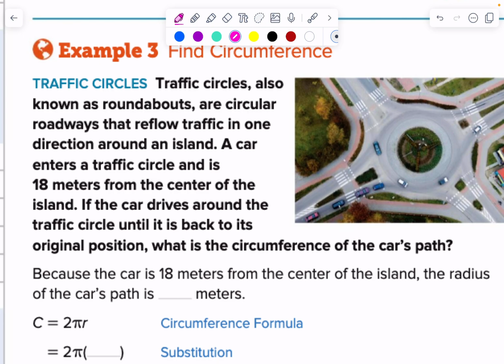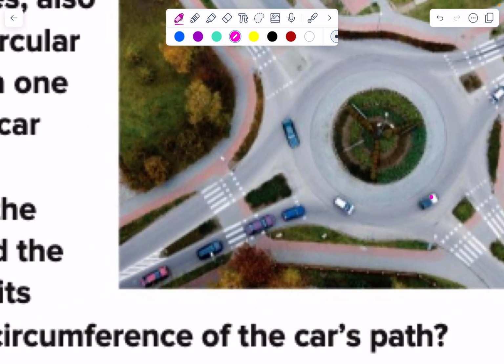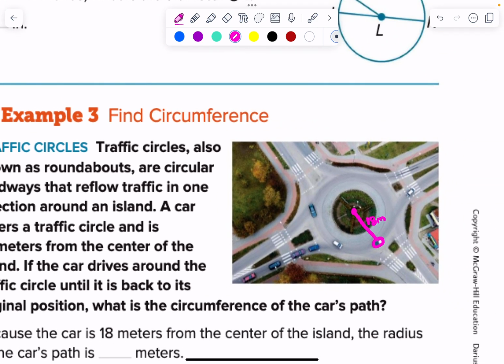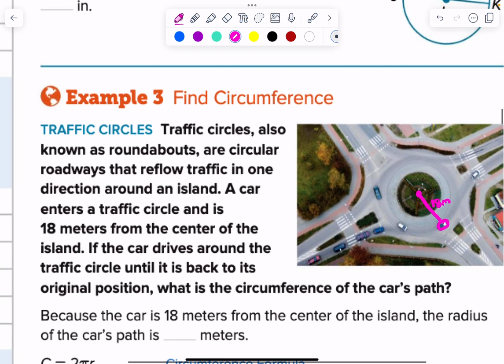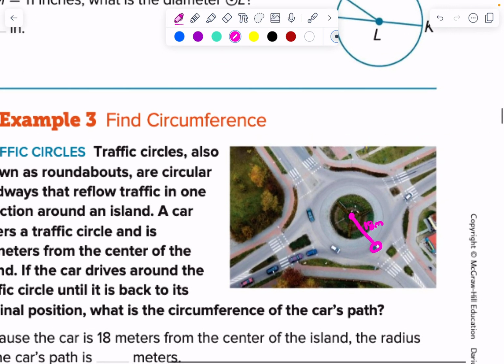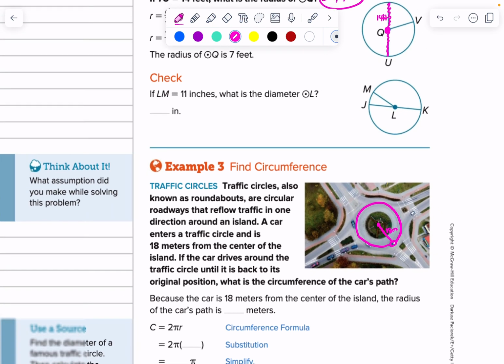They are circular roadways that flow traffic in one direction around an island. A car enters a traffic circle and is 18 meters from the center of the island. Let's say we're talking about this car. He is 18 meters from the center. That sounds like the radius. If the car drives around the traffic circle until it's back to its original position, what is the circumference of the car's path? So they want to know the distance traveled around here and all that good stuff.